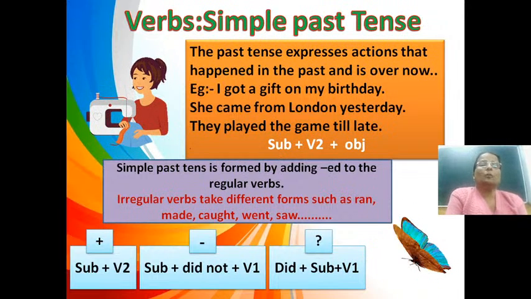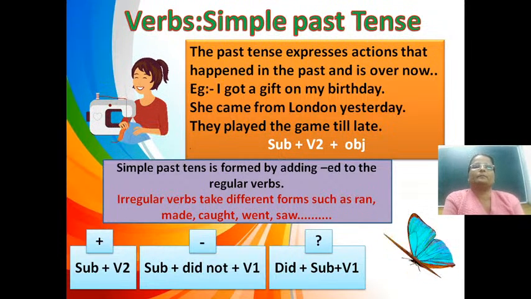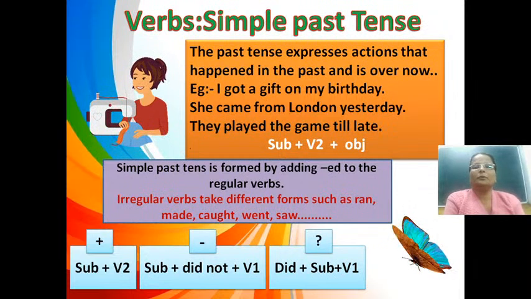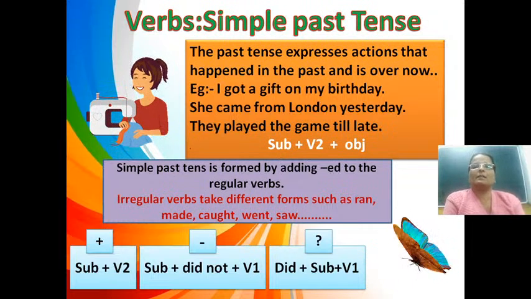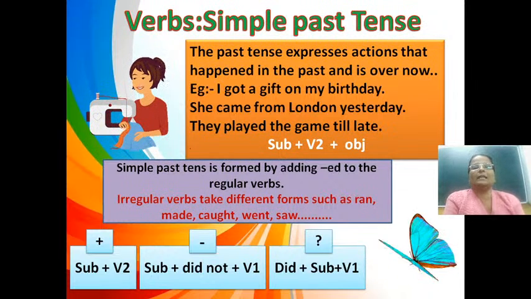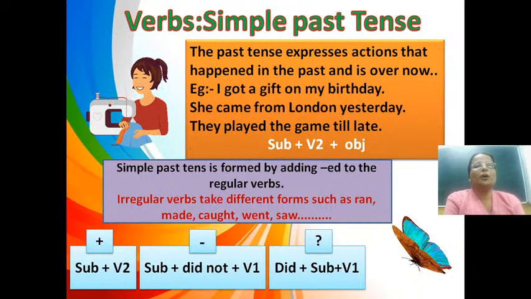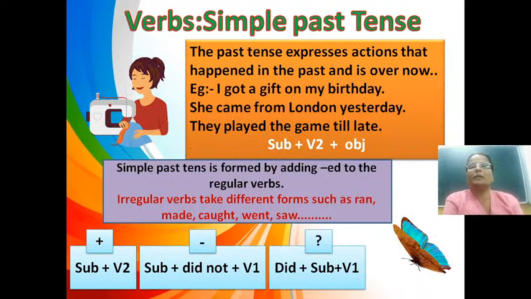Now, if you want to form negative sentences in simple past tense, what should you do? Subject plus did not. In present tense, what did we use? Do not or does not. Here in past tense we use did not. Subject plus did not plus V1. Now children, pay attention here. After using did not, you should not use the past tense form of the verb. You have to use the base form of the verb.